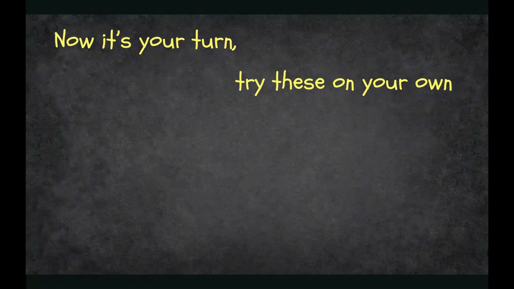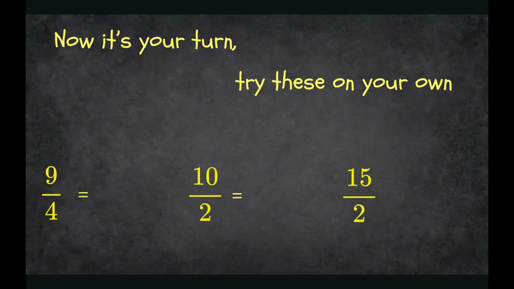All right, so you've seen two examples now. You see that we're just using division, and whatever our remainder is becomes our new numerator, and the denominator does not change. So I want you to try these few examples on your own. We've got 9/4, 10/2, and 15/2. See if you can solve these and turn them into mixed numbers. Pause the video, and then when you're done, unpause it, and I'll walk you through the steps.